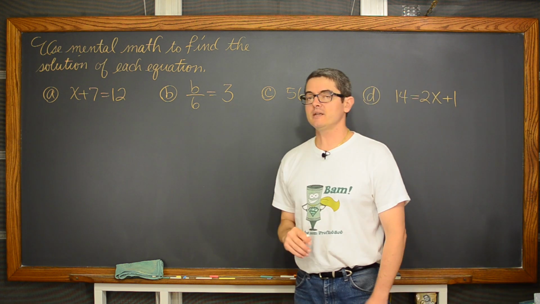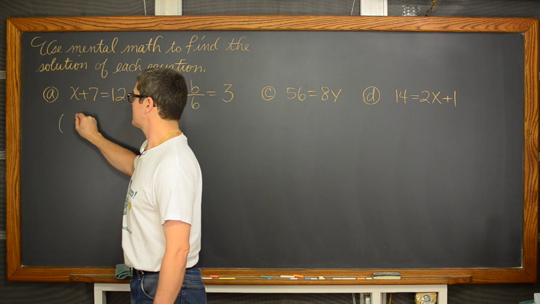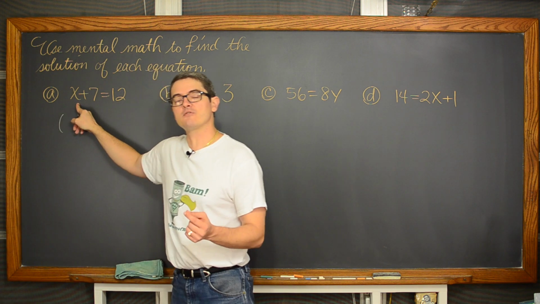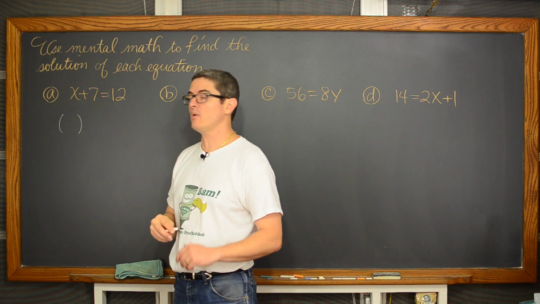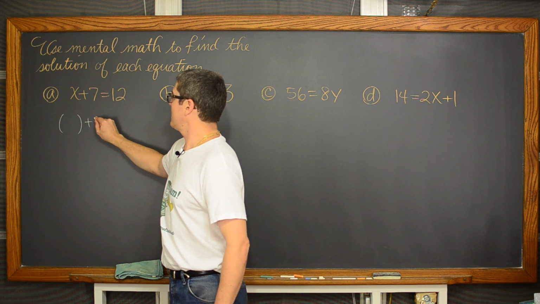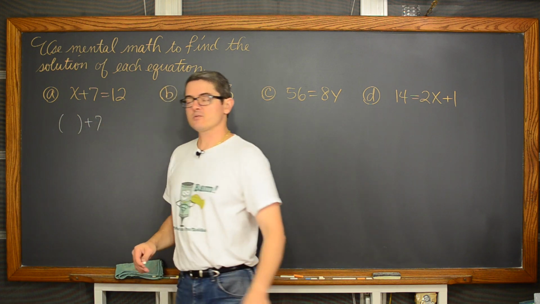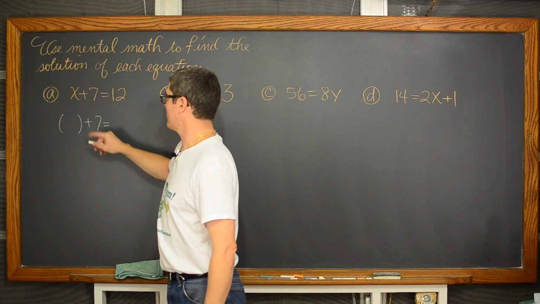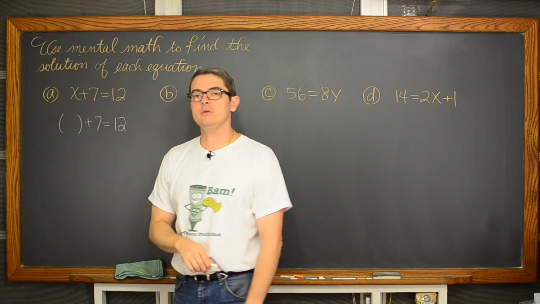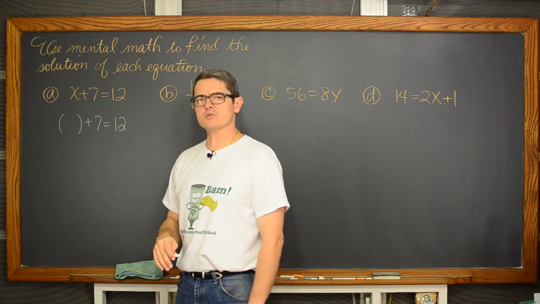And our first one is x plus 7 is equal to 12. And now we know a solution is a number that we can plug in for the unknown, the x or the y or the a or the b or whatever the variable is in our equation. And when we get done simplifying that out, we get the same answer that is on the other side of the equation. So in this case, what can we plug in for x and get the left-hand side to equal 12? What plus 7 is equal to 12?